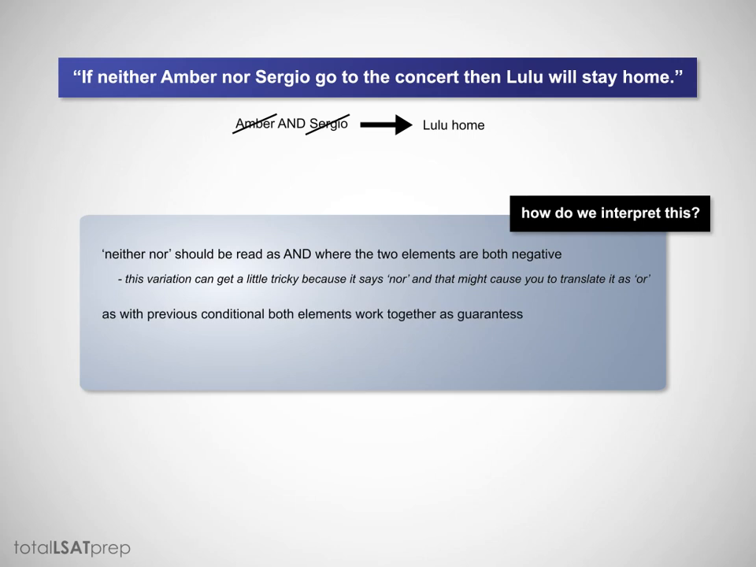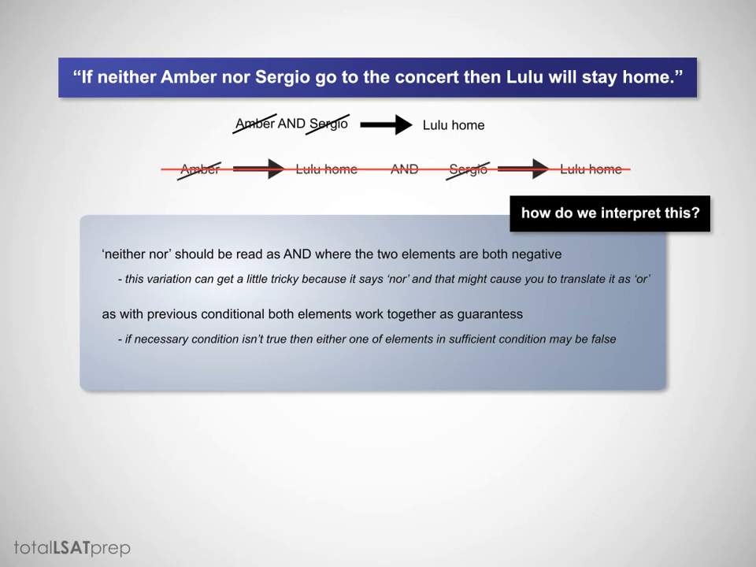Okay, so as with previous conditionals where and was in the sufficient condition, both of the elements work together as guarantees. In this case, that neither Amber nor Sergio are at the concert. Then if the necessary condition isn't true, then either one of the elements in the sufficient condition may be false. So, it's not saying that if Amber didn't go to the concert, then Lulu is home, and that likewise it's true that if Sergio didn't go to the concert, then Lulu is home. It's not saying that. It's saying that both of them, both Amber and Sergio, have to not be at the concert in order for Lulu to stay home.